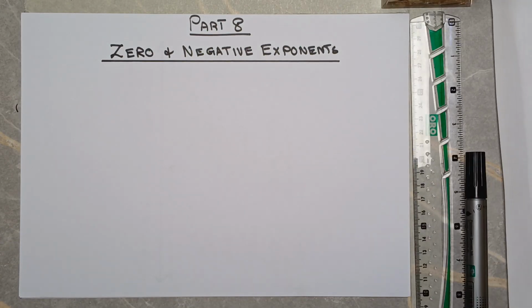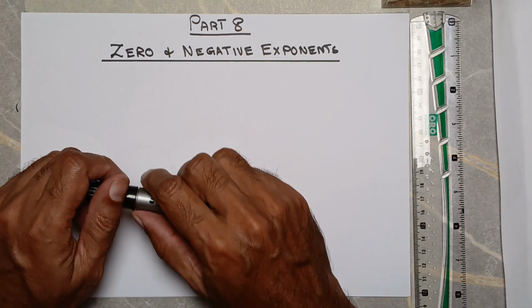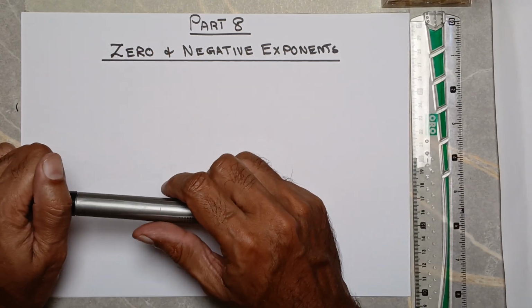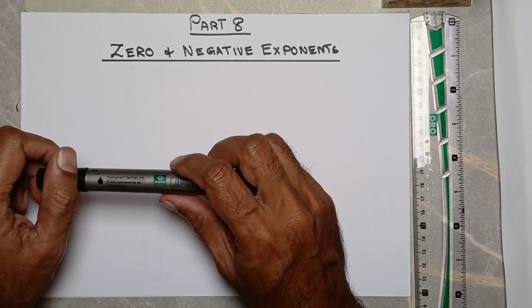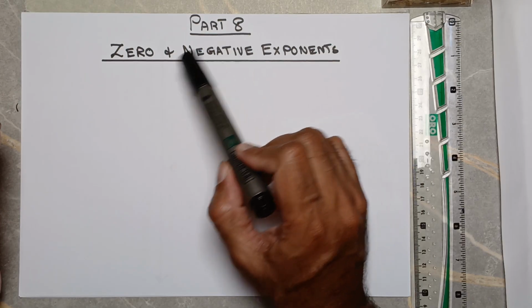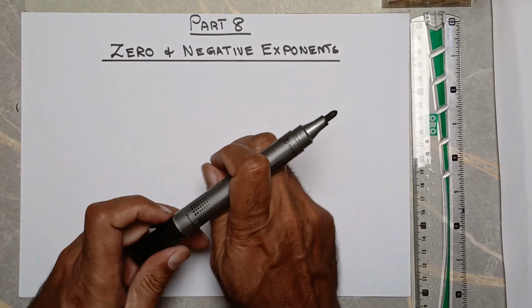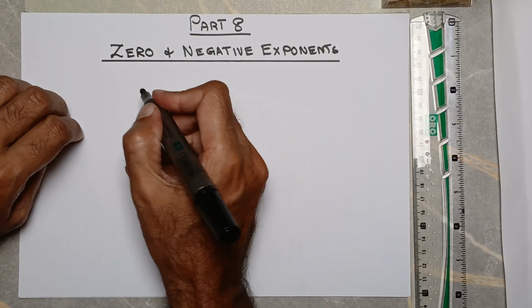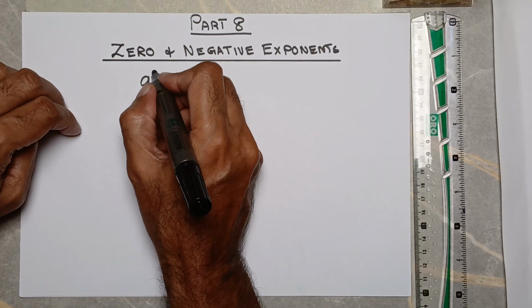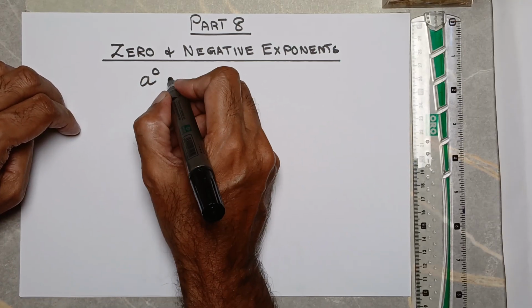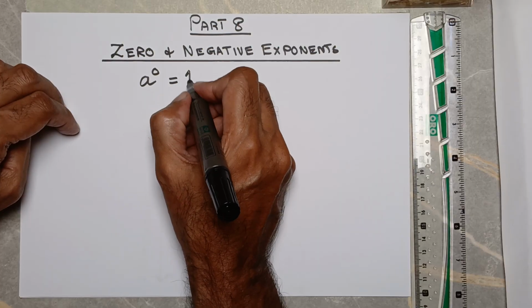I hope that you have covered the 7 fundamental basic rules of the exponent and its exercise. Today is part 8 regarding zero and the negative exponents. So, what is a zero exponent? Suppose that something is written as a raised to the power 0, it means it is equal to 1.